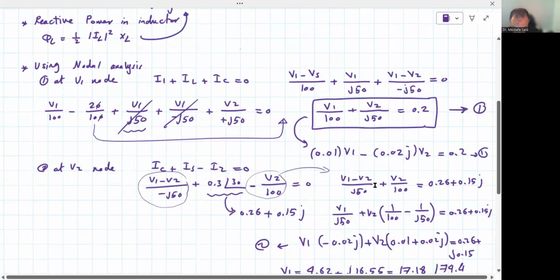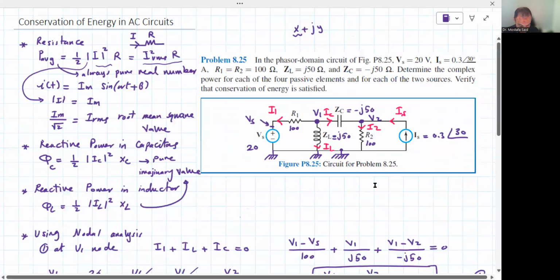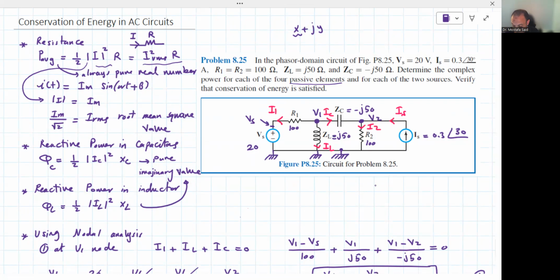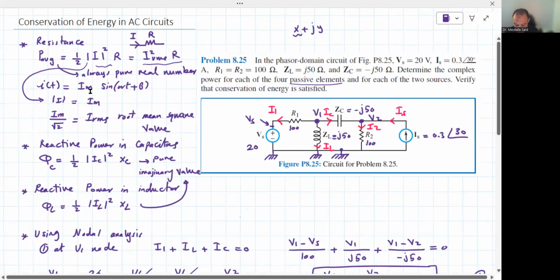Now how do we find the reactive and active power? We're going to start first, as he said, with the passive elements. We have four passive elements: R1, R2, ZC, and ZL. And we know the equation is here.